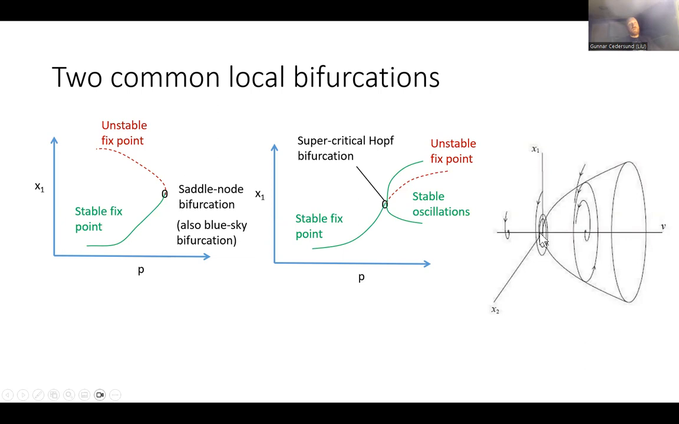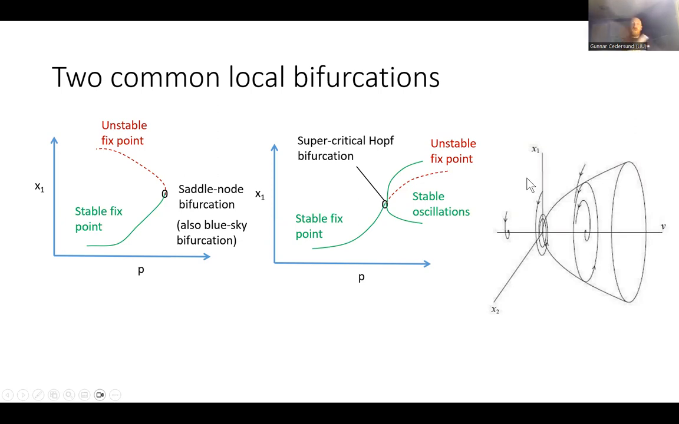Then eventually they start to leave the center space and go out of the center manifold. And this is the stable limit cycle. So it will sort of turn around here. And as you move away here, the amplitude of the limit cycle will get bigger and bigger. So this is what the supercritical Hopf bifurcation looks like.